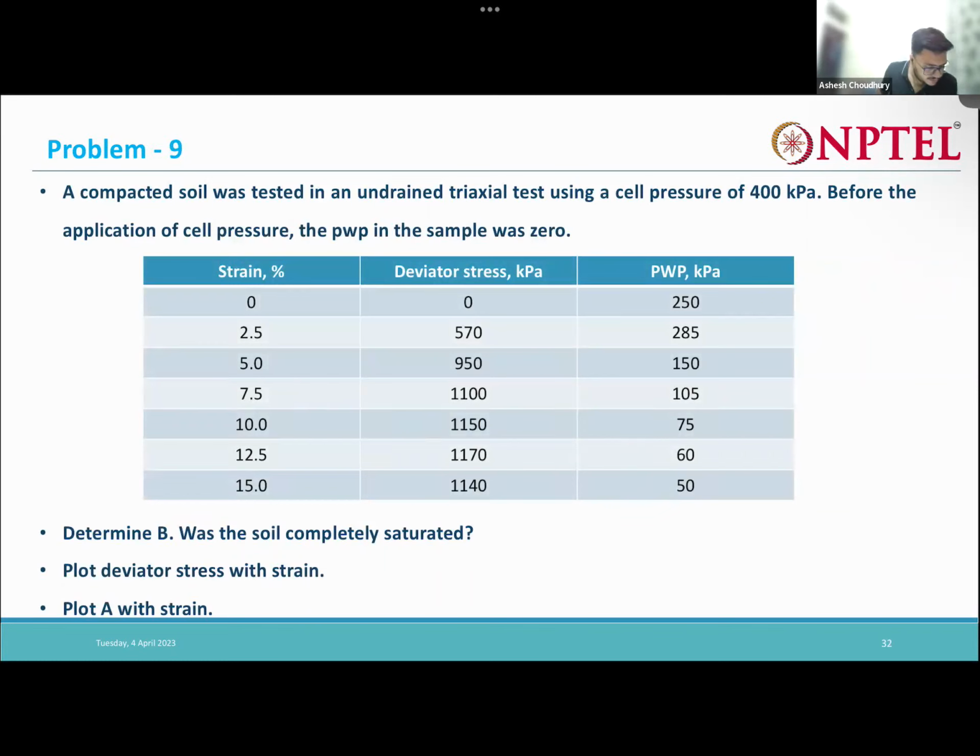So this is our case. Now let us move to the next problem. A compacted soil was tested in an undrained triaxial test using a cell pressure of 400 kPa. Before the application of cell pressure, the pore water pressure in the sample was 0. So these are the values given. The strain is given, deviator stress is given, and pore water pressure is given.